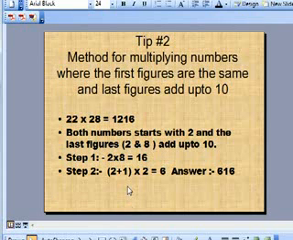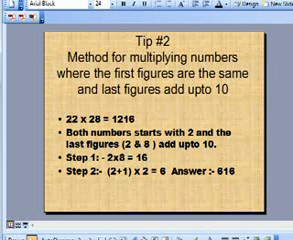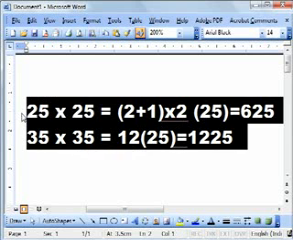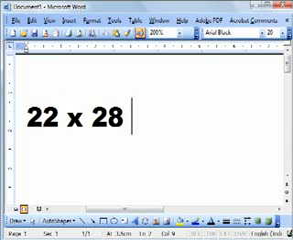Tip number 2. Method for multiplying numbers where the first figures are the same and the last figures add up to 10. Here I have taken an example, 22 multiplied by 28. Both numbers start with 2 and the last figures, 2 and 8, add up to 10. This is the same way that we have done for the numbers that end with 5.